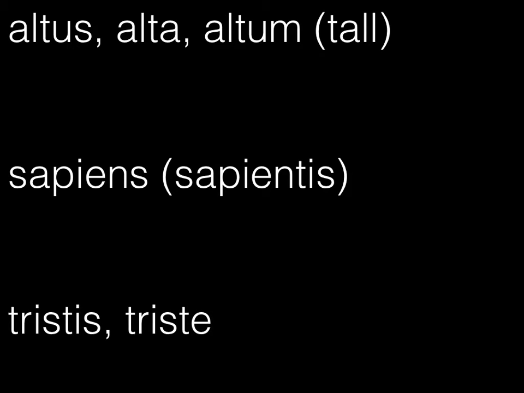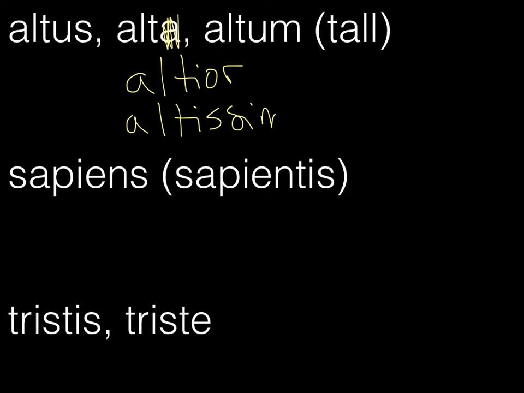Here's a couple more examples. We use tall as an English example. We can now find the stem, altus, alt-, so taller would be altior, and the tallest would be altissimus. Again, it makes it super long, so that's a good way to remember super long equals superlative.